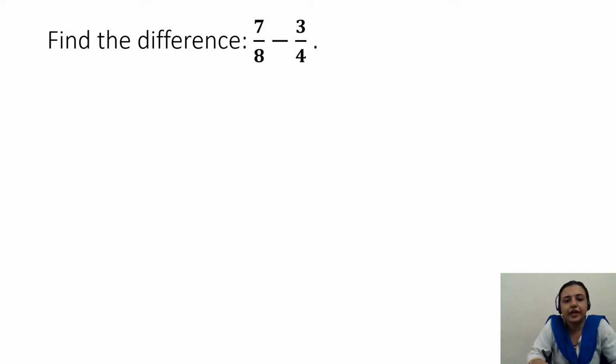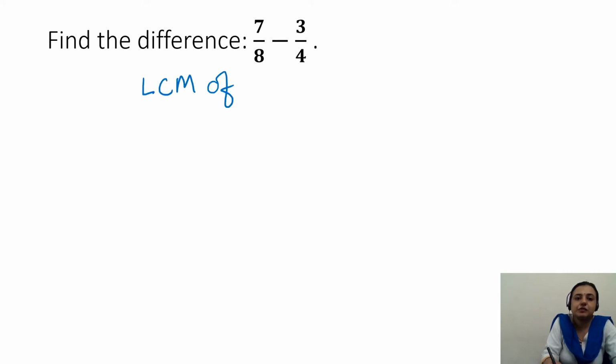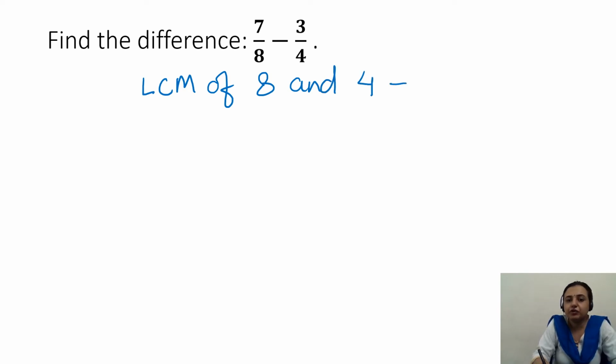Similarly, 7 upon 8 minus 3 upon 4. See, denominators are different, means these are unlike fractions. So first we need to convert it into like fractions, and for that we need to find out the LCM of 8 and 4. Okay, 8 and 4 का LCM निकालना पड़ेगा, जो कि आएगा common factors multiplied by the uncommon factors of both 8 and 4. So the common factor is 4, and the uncommon one is 2. So the LCM is 8.